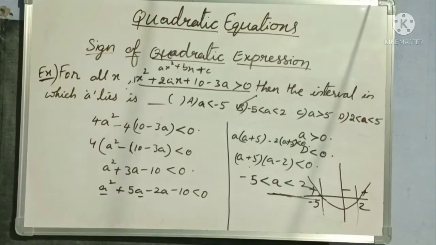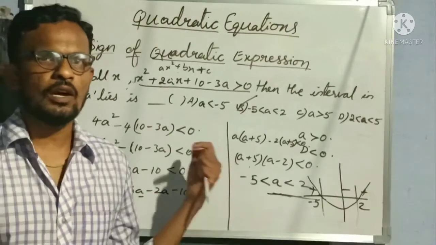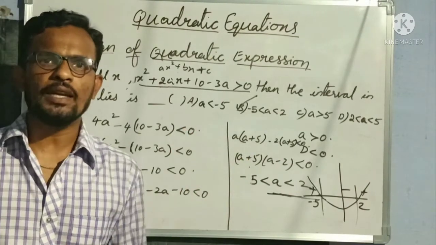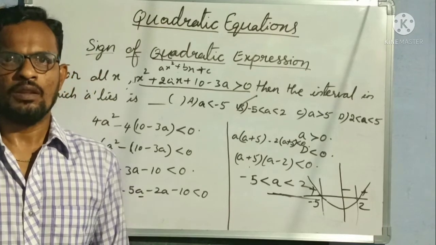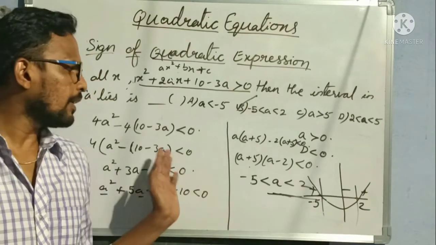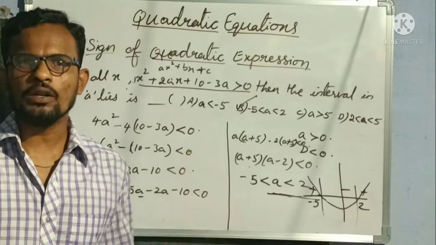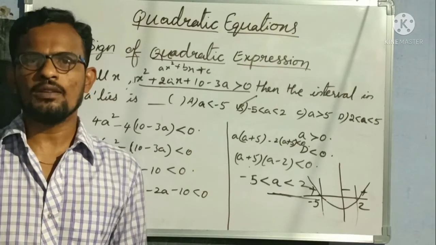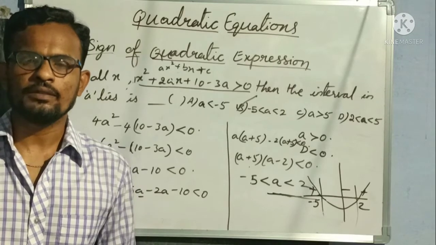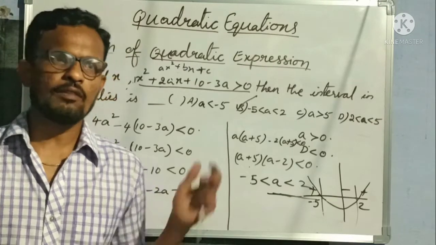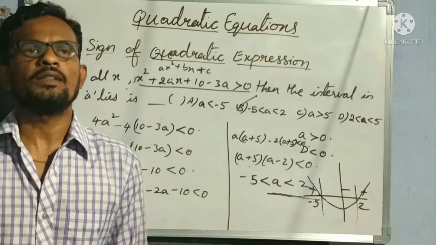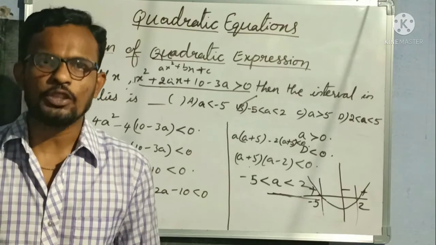I hope everybody understood the example also. This is how we have to do the problems related to sign of quadratic expressions. Okay? Anybody have any doubt in this example? Please mention in the comment section so that I can explain in the next class very clearly again. So this is our today's concept about sign of quadratic expression, right?